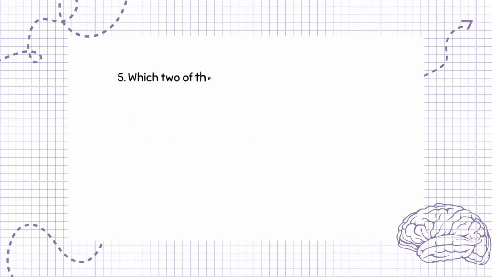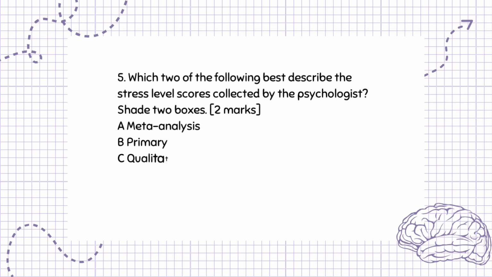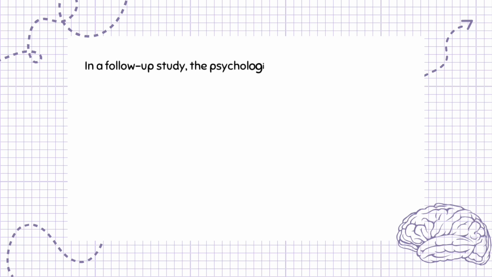Question 5. Which 2 of the following best describe the stress level scores collected by the psychologist? Shade 2 boxes. 2 marks. A. Meta-analysis. B. Primary. C. Qualitative. D. Quantitative. E. Secondary. B. Primary. D. Quantitative.